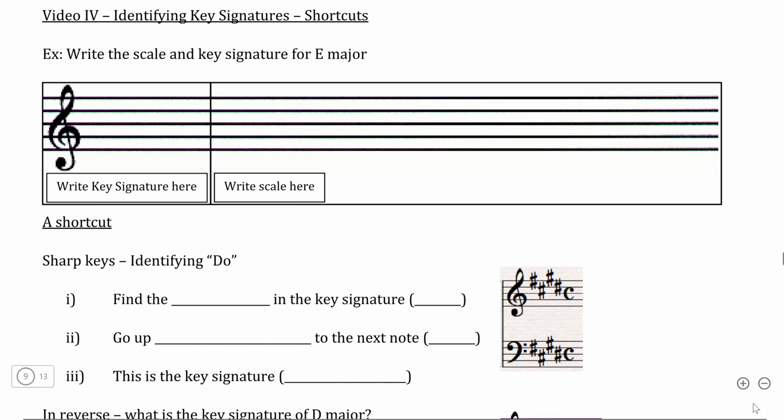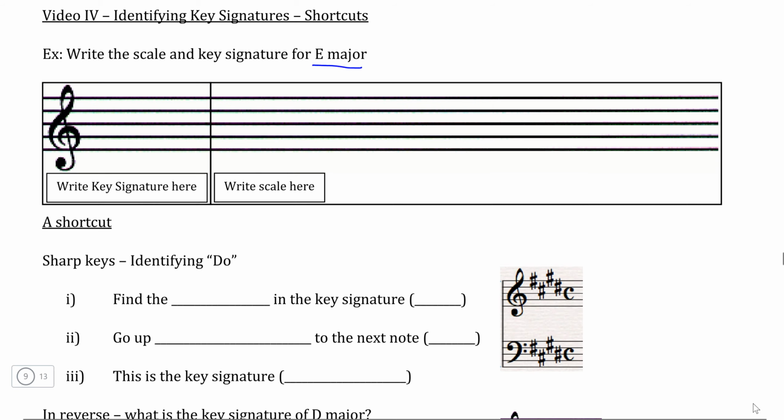Now that you've been introduced to the circle of fifths, it's time to take a look at how to use the circle of fifths in order to determine what the key signature is given the starting note of a scale, as well as take a look at a shortcut about how the entire circle of fifths process can be sped up for identifying what the starting note of a scale is or identifying the number of sharps in a key signature. So we're going to use E major as our first example here.